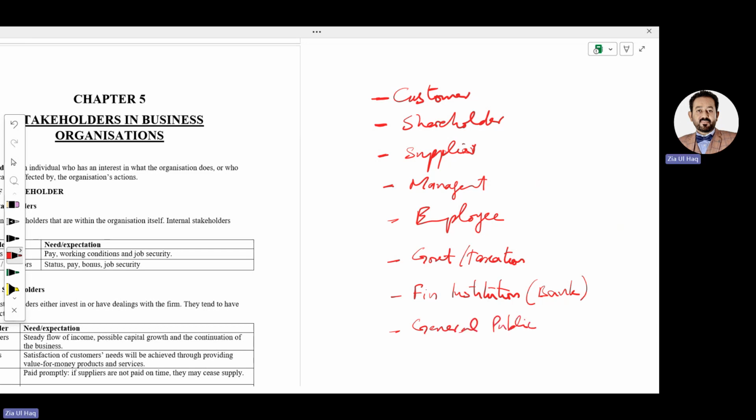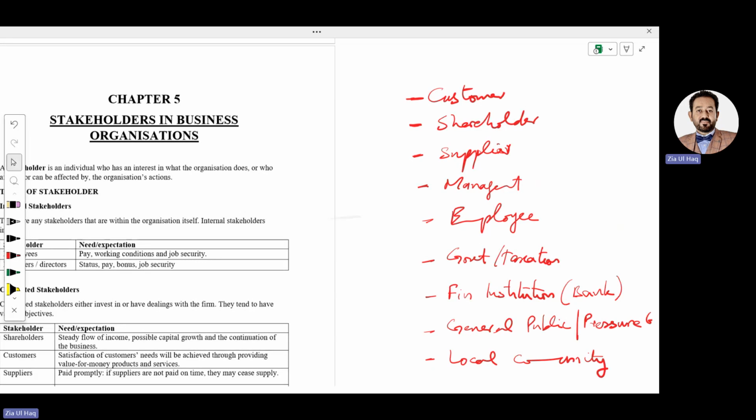And in the general public, there are different organizations and bodies like environmental bodies, corruption control bodies, child bureau to control child labor. Those bodies, even media groups, are called public groups, pressure groups, including media. Even your local community where you are operating your business is also your stakeholder. How is a local community your stakeholder?